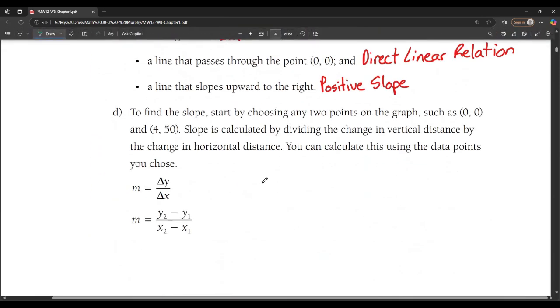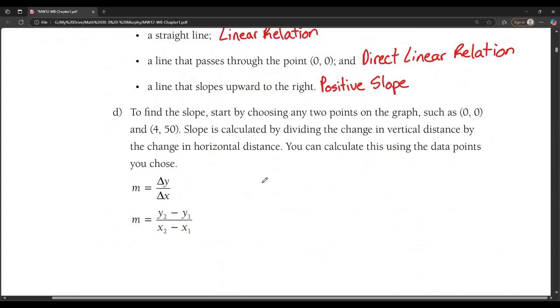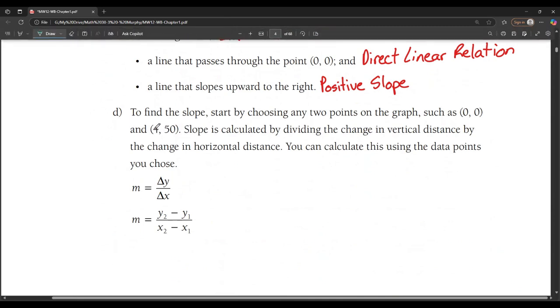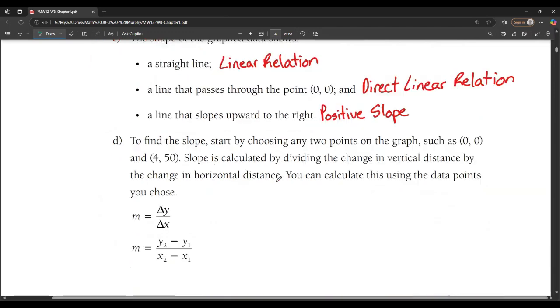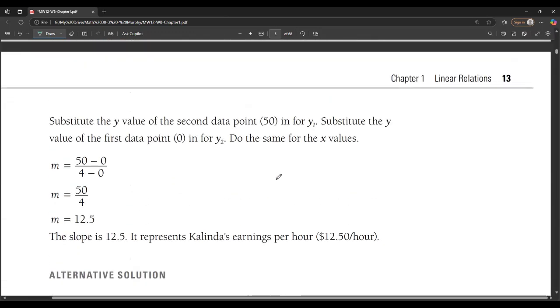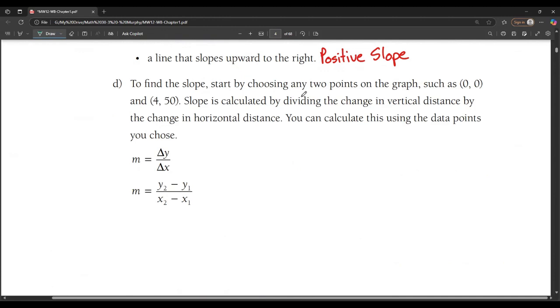So D, to find the slope, start by choosing any 2 points on the graph, such as 0, 0, and 4, 50. So they chose 0 and 0, the beginning, and 4 hours and $50, which you can find right here, 4, 50. Okay, and slope is calculated by dividing the change in vertical distance by the change in horizontal, and you can calculate this using the data points you choose. So here's the equation here, rise over run.